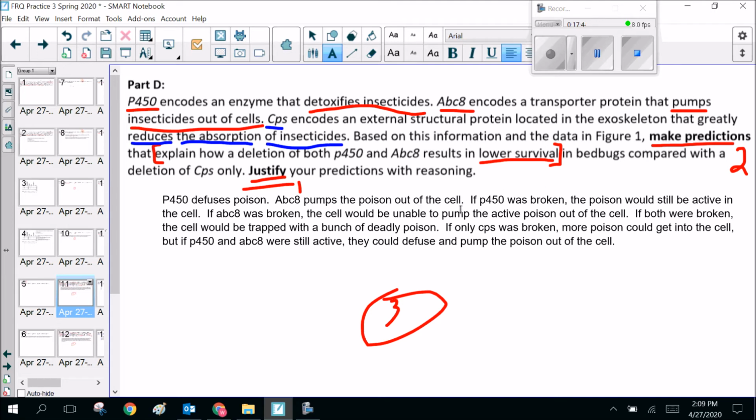If both were broken, the cell would be trapped with a bunch of poison in the cell. If CPS was broken, more poison would be able to get into the cell, but if P450 and ABC were still around, why does it matter? So that's why a deletion of CPS only is not nearly as bad as P450 and ABC. I have made predictions, I have justified my response, and I am good to go. And that's all it takes, guys.